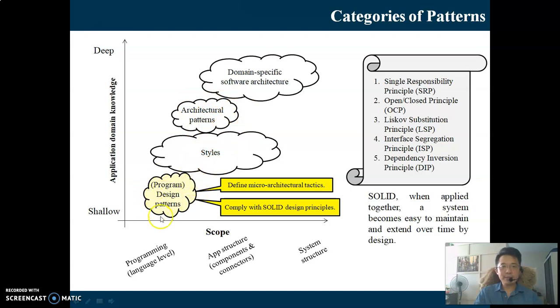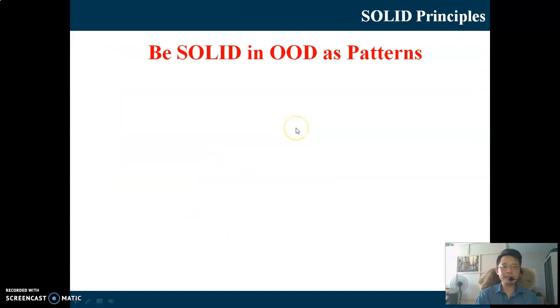Let us focus back on design patterns. Design patterns are highly reusable because it complies with SOLID design principles. SOLID ensures that a system is easily maintainable and extendable over time by design. SOLID principles are object-oriented design principles. They are made up of the following 5 principles: single responsibility principle, open-closed principle, Liskov substitution principle, interface segregation principle, dependency inversion principle. Let us revise these principles on how they are related to design patterns.